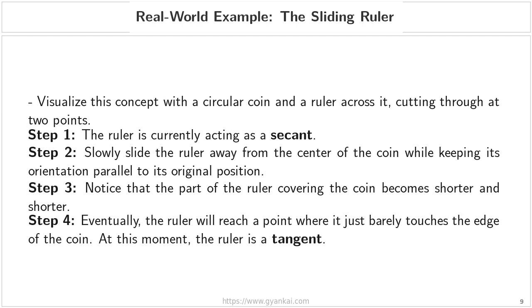Eventually, the ruler will reach a point where it no longer cuts through the coin, but instead, it just barely touches the very edge of the coin. At this precise moment, the ruler has transitioned from a secant to a tangent.